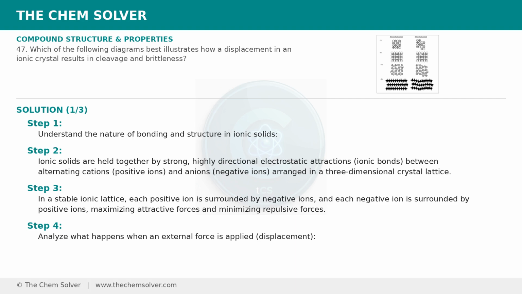Understand the nature of bonding and structure in ionic solids. Ionic solids are held together by strong, highly directional electrostatic attractions, ionic bonds, between alternating cations, positive ions, and anions, negative ions, arranged in a three-dimensional crystal lattice. In a stable ionic lattice, each positive ion is surrounded by negative ions, and each negative ion is surrounded by positive ions, maximizing attractive forces and minimizing repulsive forces.